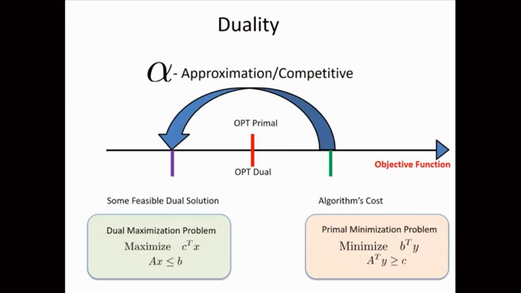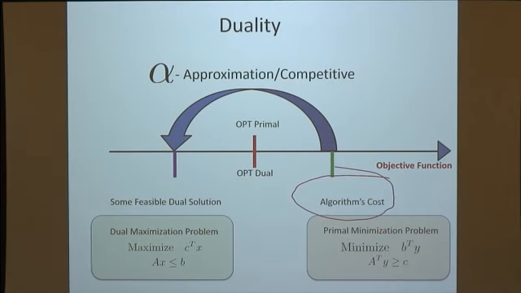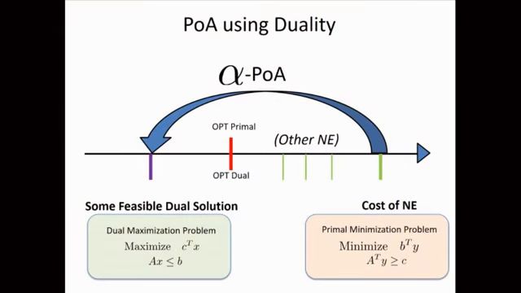The classic trick in the approximation and online literature is to connect the algorithm's cost to some feasible dual solution, and weak duality says that if I can bound this by some factor alpha, that's going to be an approximation factor. This is something which we use in the approximation algorithm literature quite often. And the takeaway for my talk is that the same trick can be used to bound the price of anarchy.